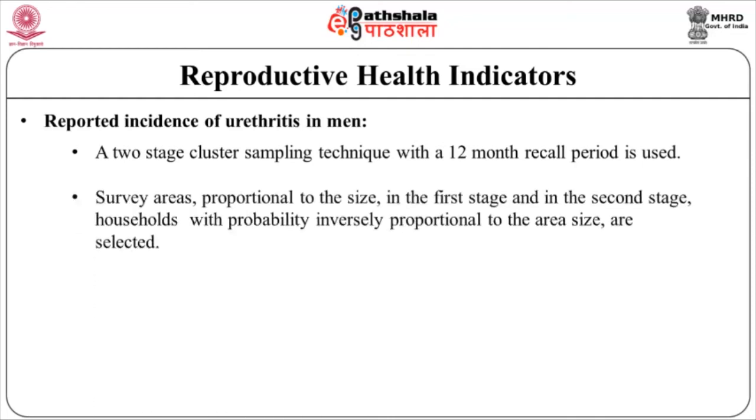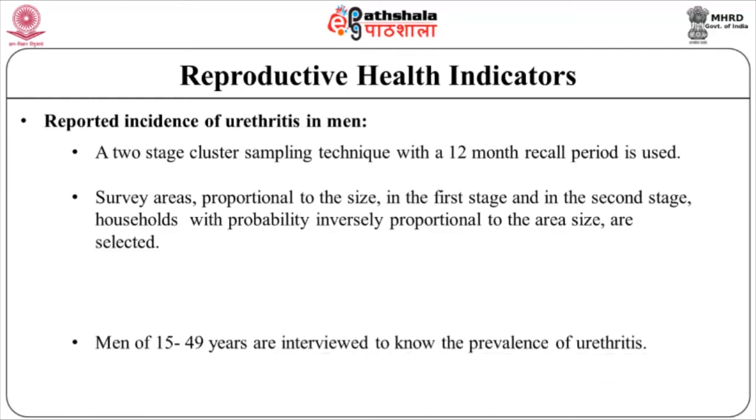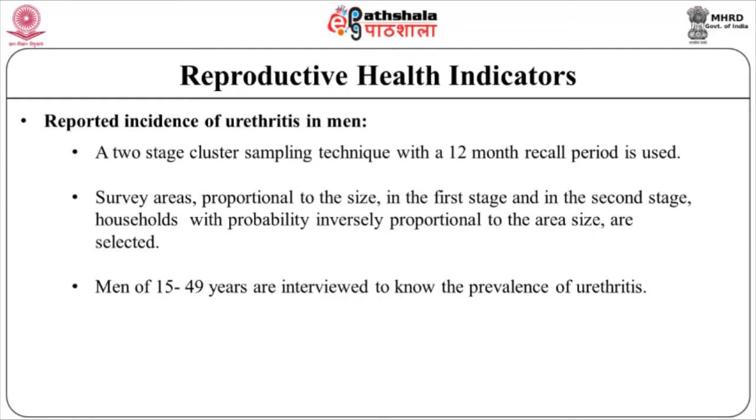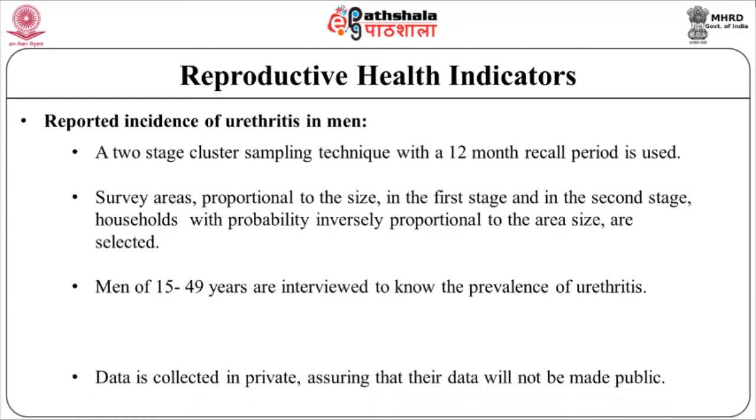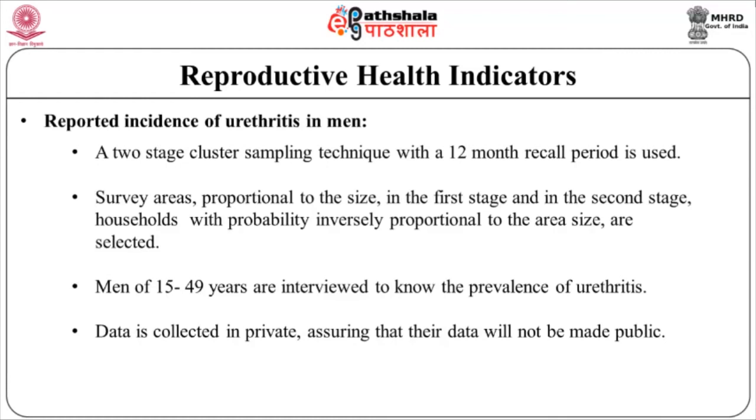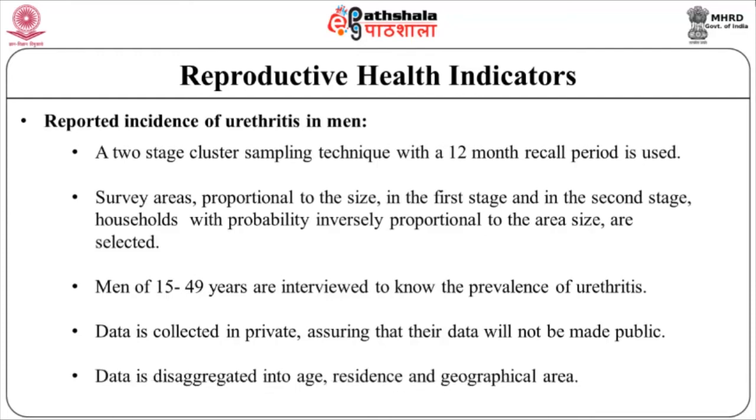Survey areas proportional to the size in the first stage and in the second stage, households with the probability inversely proportional to the area size are selected. Men of 15 to 49 years are interviewed to know the prevalence of urethritis. Data is collected in private, assuring that their data will not be made public. Data is disaggregated into age, residence and geographical area.